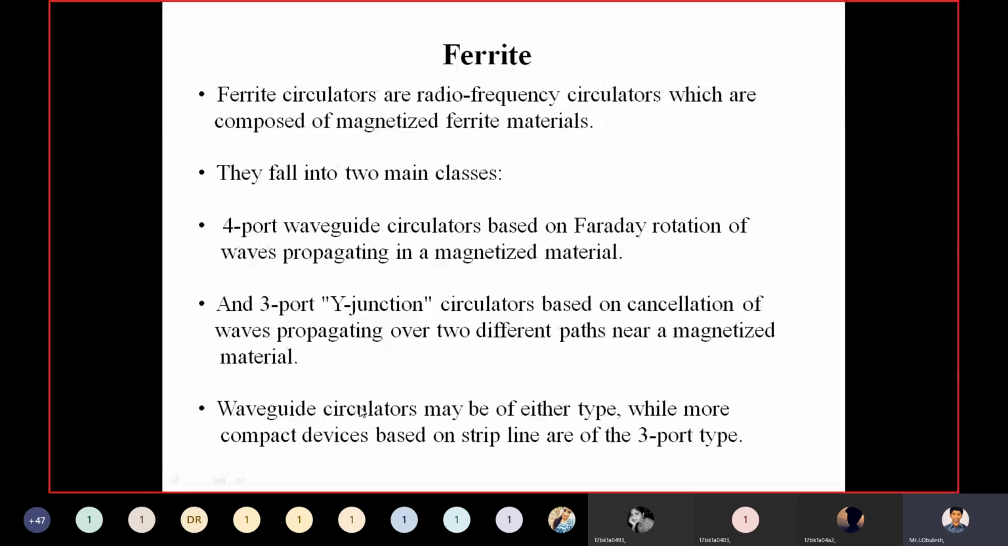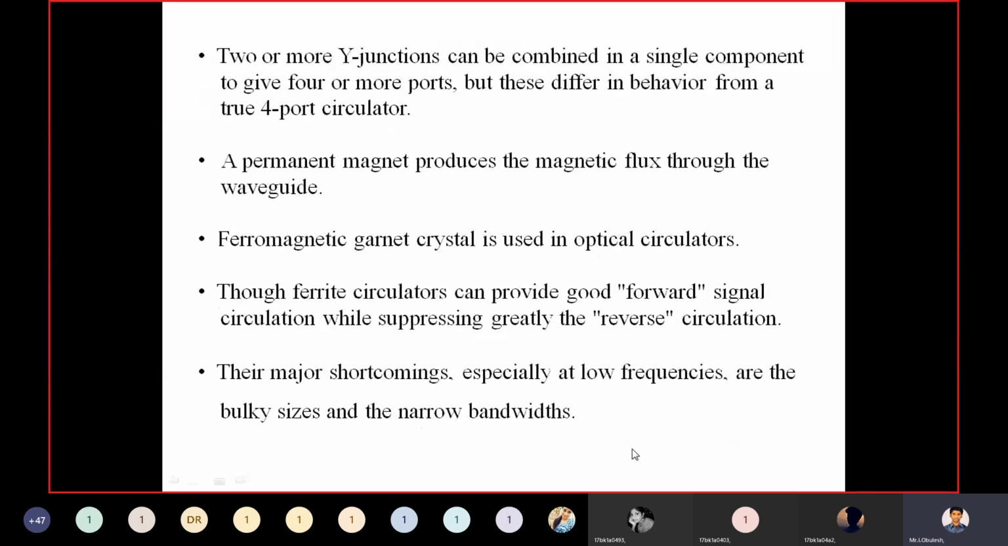The waveguide circulators may be of either type, while a more compact device is based on strip line of the 3-port type. Two or more Y junctions can be combined in a single component to give 4 or more ports, but these differ in behavior from a true 4-port circulator. A permanent magnet produces the magnetic flux through the waveguide. We know it from electrical technology.